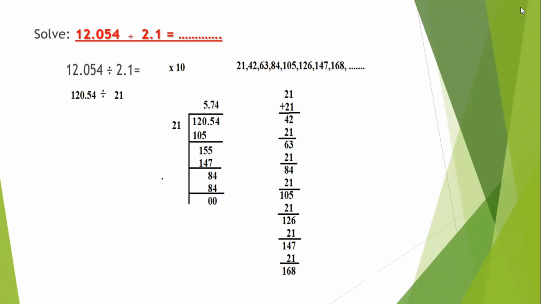12.054 divided by 2.1. The divisor has a decimal point, so I want to make it a whole number. Multiply by 10. Even if the dividend has 3 digits in the decimal, the most important thing is the divisor. So I will multiply both by 10, and it will be 120.54 divided by 21.